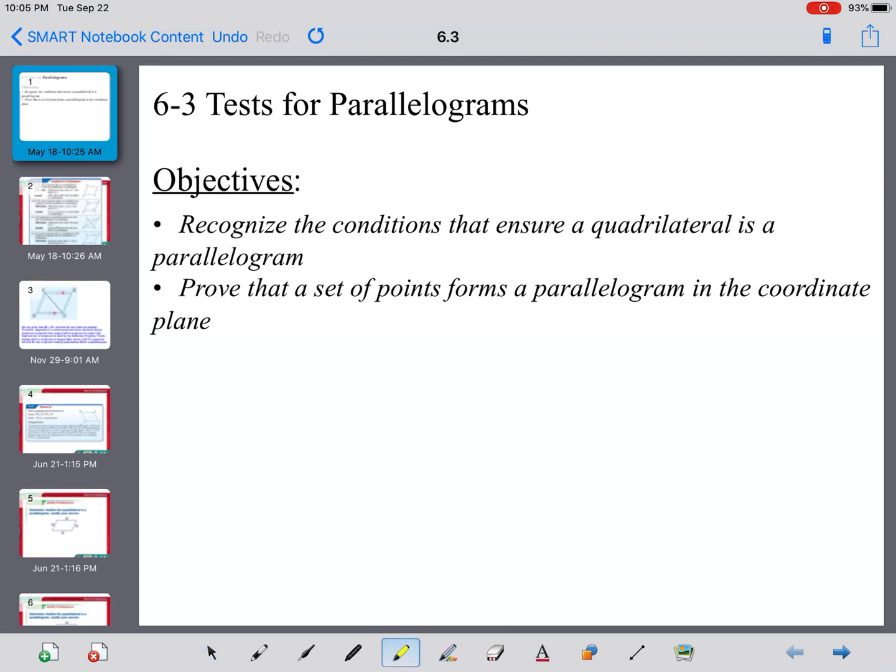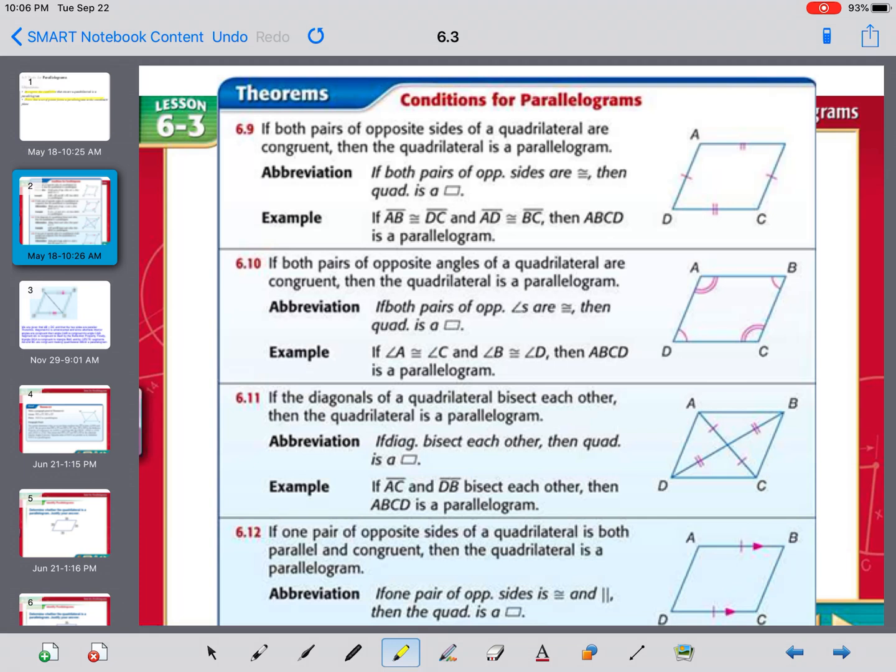In 6.3, we're testing for parallelograms, and we're going to try to learn to recognize the conditions that ensure that a quadrilateral is a parallelogram. Of course, a quadrilateral is a four-sided figure, and a parallelogram is a four-sided figure, but how do we know? It's not by looking. We don't just tell by looking. It's not enough to say, oh, it looks like a parallelogram. And then we're going to prove that a set of points form a parallelogram in the coordinate plane.